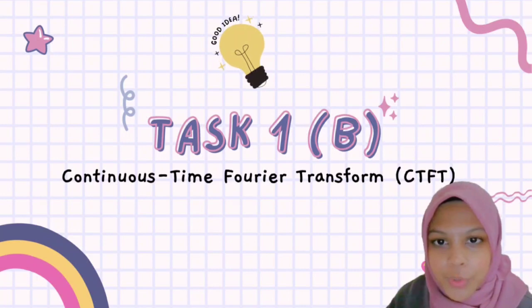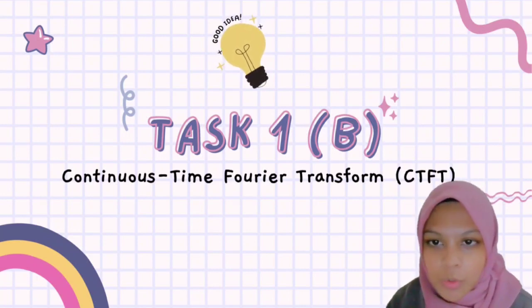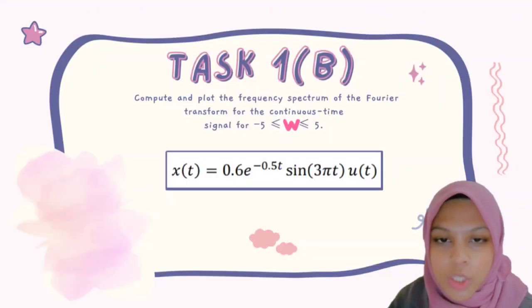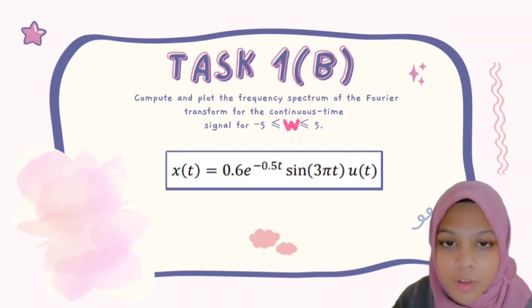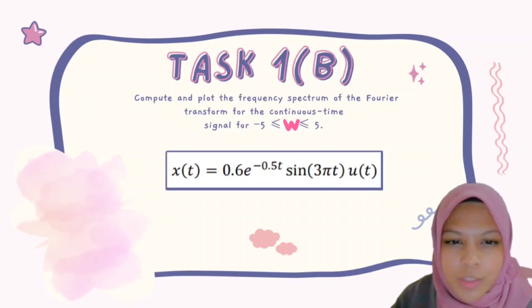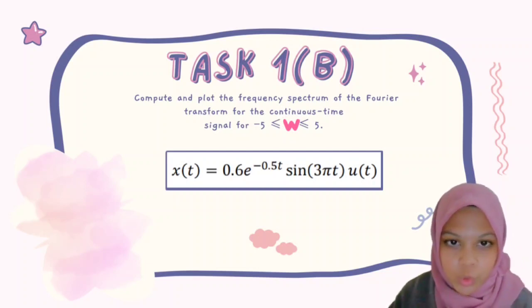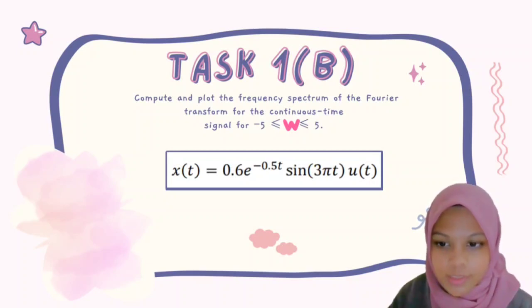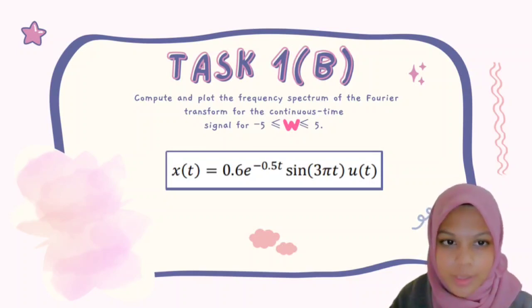Alright, so we're going to task 1B, which is for the continuous time Fourier transform, CTFT. The task is to compute and plot the frequency spectrum of the Fourier transform for omega from negative 5 to 5. The equation given is x(t) equals 0.6 exponent negative 0.5t sine 3 pi t u(t).